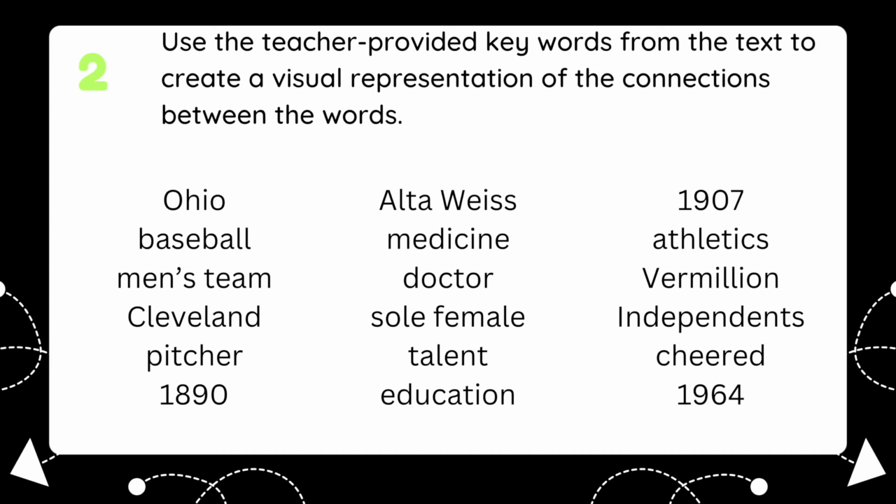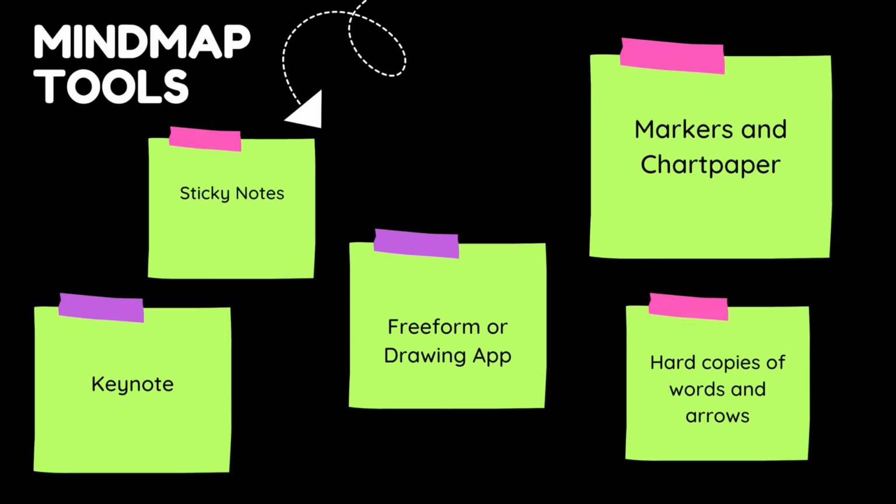After reading the paragraphs, you're going to use the teacher-provided keywords from the text to create a visual representation of the connections that you can make between the words. Activities like this can also be done where you have the students create their own list of keywords, or they can work in groups to do it. But for our purposes, you're going to use the list of provided words to make your mind map. You don't have to use all the words in the mind map, but you do want to use the majority of them. Mind maps can be created using any combination of either paper-based or digital tools.